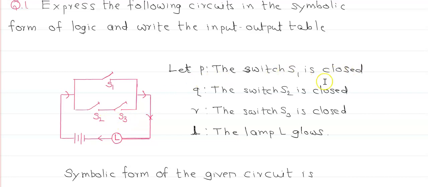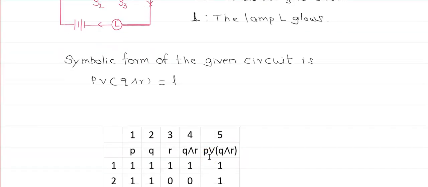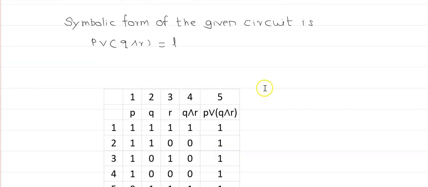P: the switch S1 is closed. Q: the switch S2 is closed. R: the switch S3 is closed. L: the lamp is closed. Now the symbolic form of the given circuit is P or in bracket Q and R, equals L. Now we'll write here P, Q, R. Therefore the first is P, Q, R.